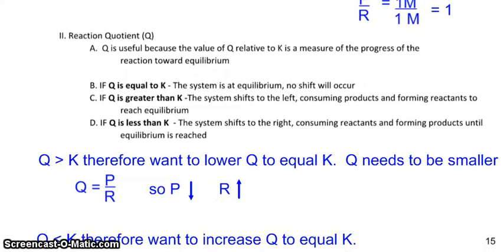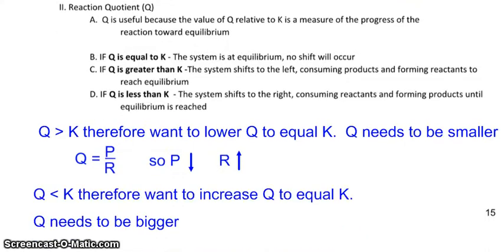Well, how are we going to do that? How will this be achieved? Q has to get bigger. Get to know this equation right here and reason this stuff out. Q needs to get bigger, so what's going to happen to P and R for Q to get bigger? What will P have to do, get bigger or smaller? Think about it. What will R have to do to make Q get bigger? Hopefully you came to this conclusion: products will go up and reactants will go down.